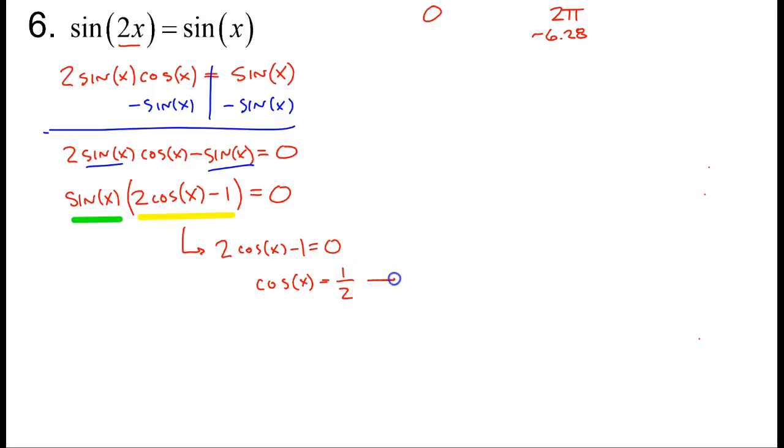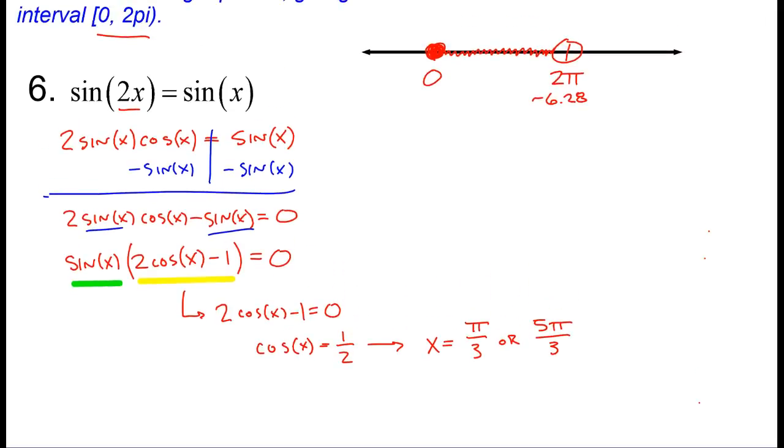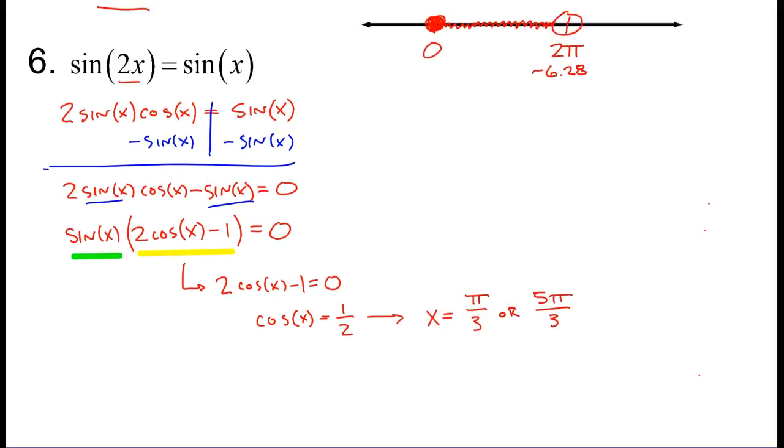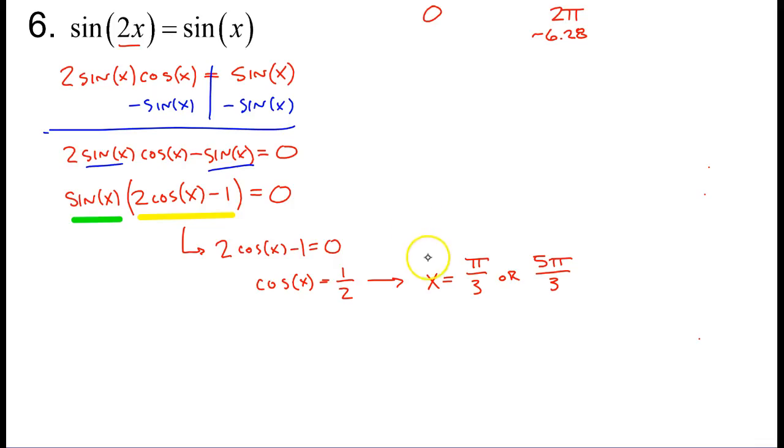All right, and then now I have to think about my unit circle. Cosine of x equals 1/2 when x equals pi over 3 or 5 pi over 3. So that's a value in quadrant 1 or quadrant 4. And again, does that match our interval? It sure does. It falls on that interval for allowable solutions. So there's one set of answers. Now we have to consider when sine of x equals 0.